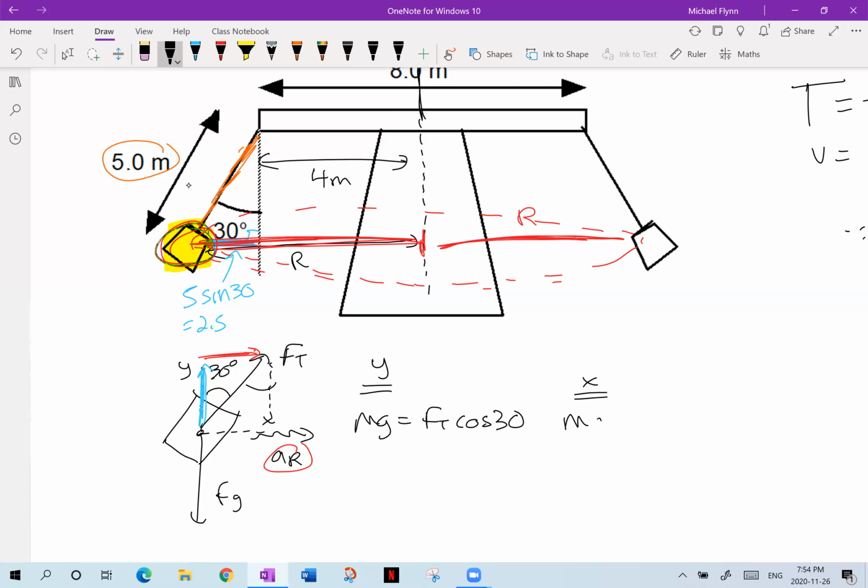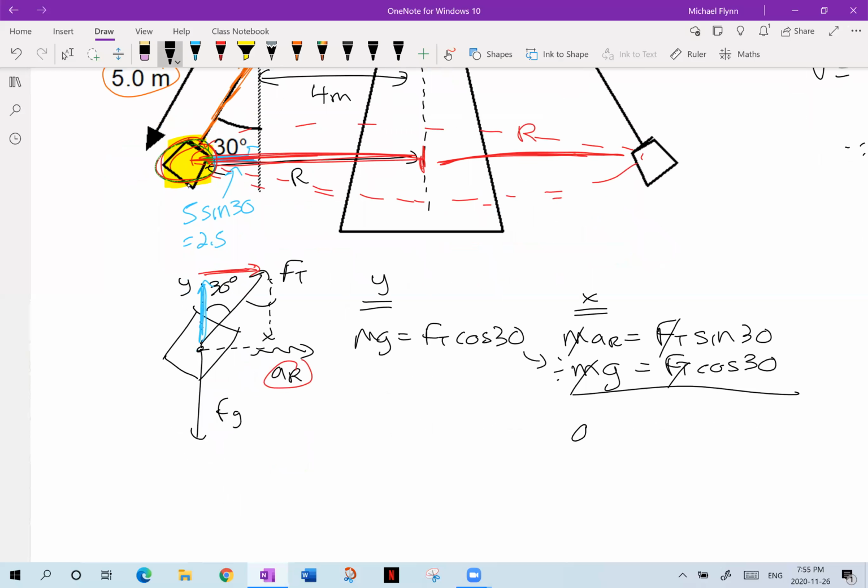Well, I'm going to get m AR equals the red vector, which is Ft sine 30, okay? I use my little trick that I used in the previous question, mg equals Ft cos 30. Again, I'm going to divide them. There goes the mass, there goes the tension. Good, because I don't know either one of those things. And I get AR over g equals the tan of theta.